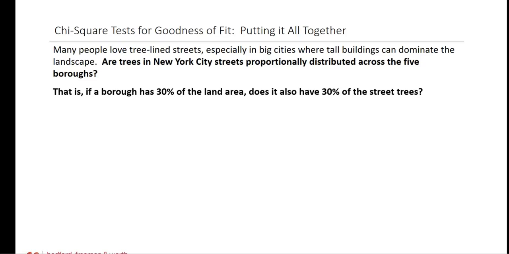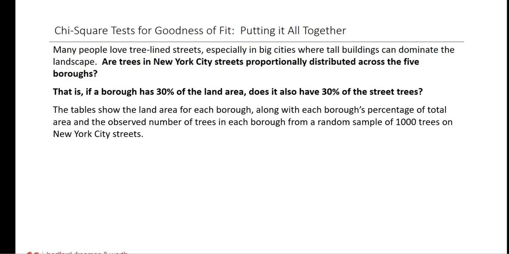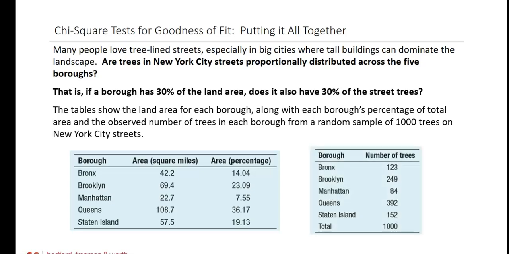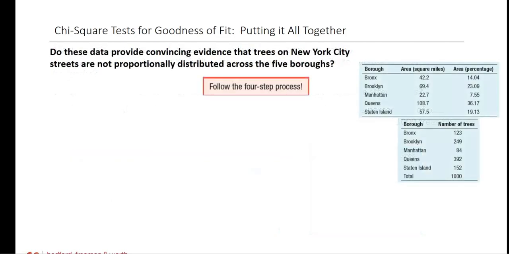How proportionally are the trees handed out there compared to the land? So this table shows the percentage of the area that is dedicated to trees and the actual area that is trees there. And it gives you the number of trees in each borough. So those are the observed numbers from a sample of 1,000 trees. And these are the areas of that. So, first, what's the null?